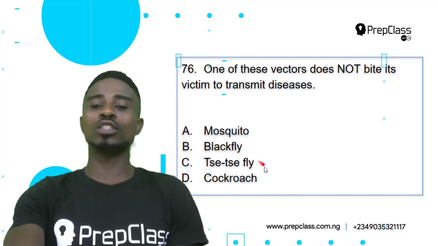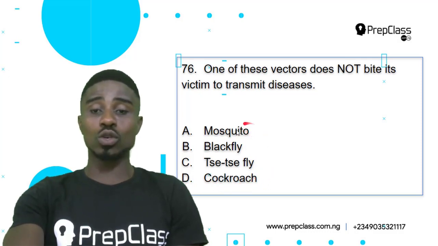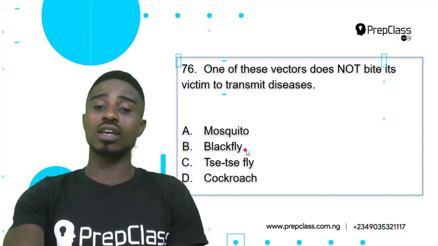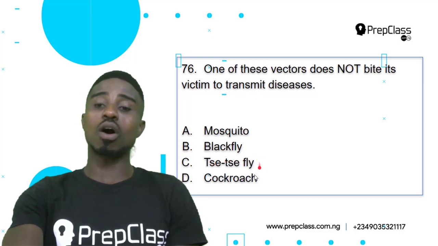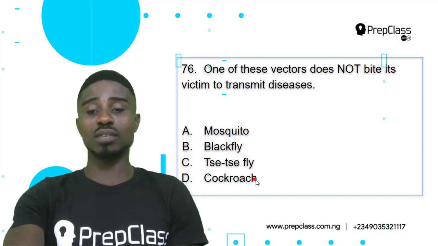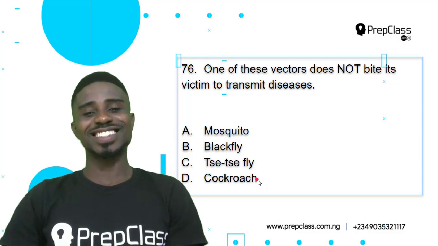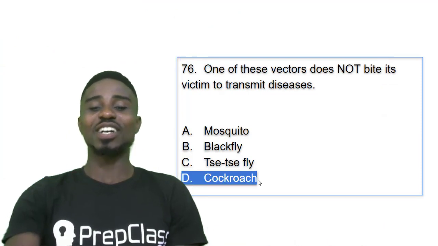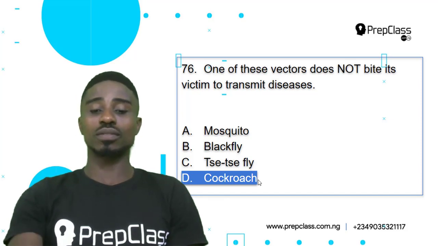So one of them actually doesn't bite, and the answer here is cockroach, option D. Mosquito bites, black fly as well bites, the one that causes river blindness, and also tsetse fly bites. But cockroach actually doesn't bite its victim. I've never heard of someone who said I was bitten by a cockroach. Alright? So our correct answer would be option D, cockroach. Let's look at the next question.